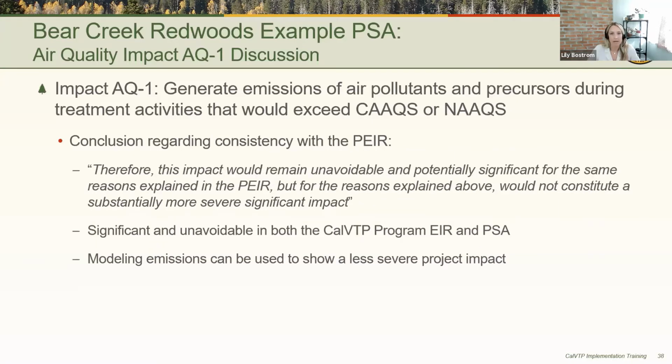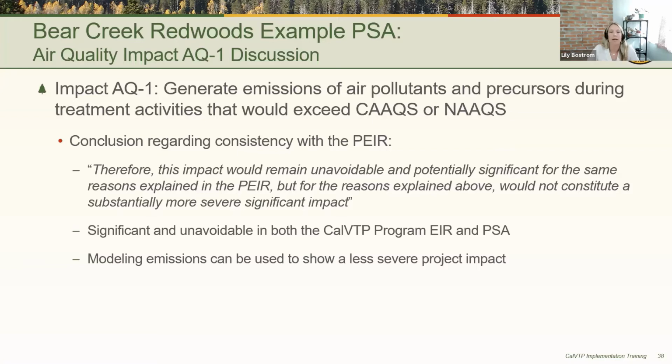And finally, you want to conclude with a statement regarding consistency with the program EIR. So for Bear Creek, this impact would remain unavoidable and potentially significant for the same reasons as explained in the program EIR, but for the reasons explained above would not constitute a substantially more severe significant impact. So this particular impact was significant and unavoidable in both the CalVTP and for the Bear Creek Redwoods project.